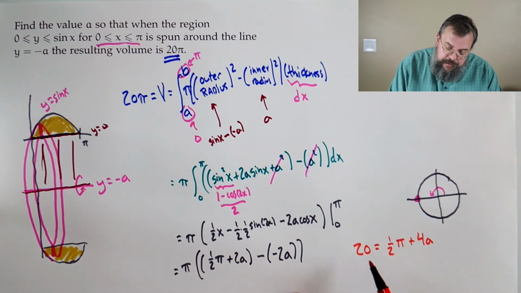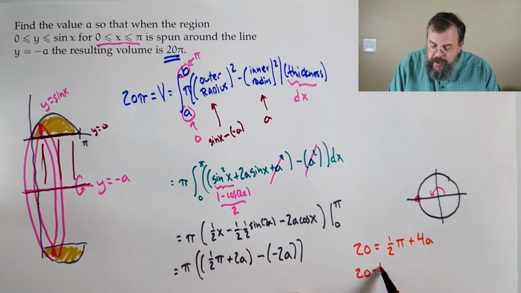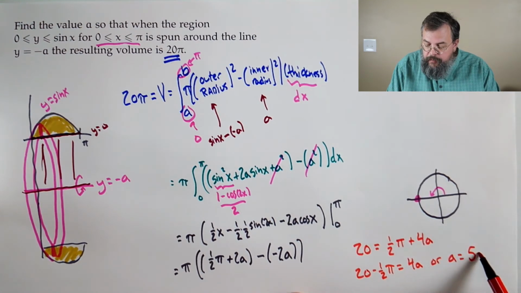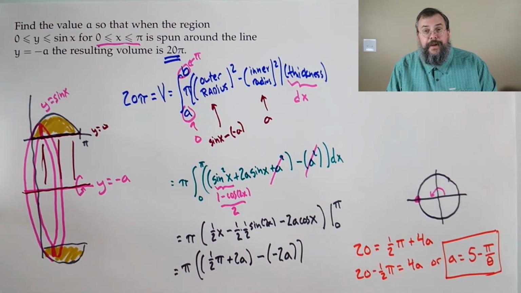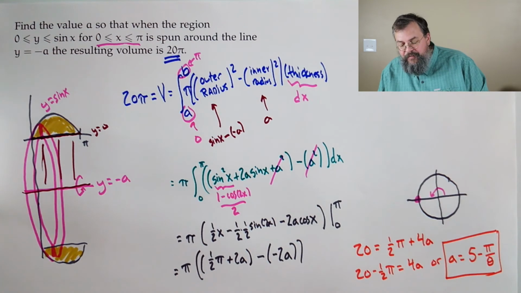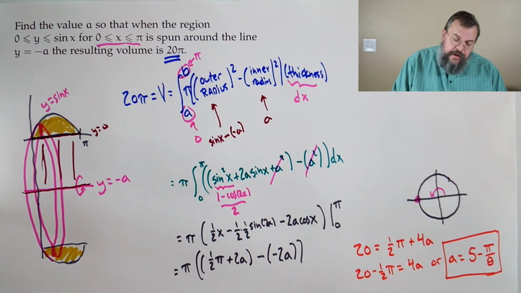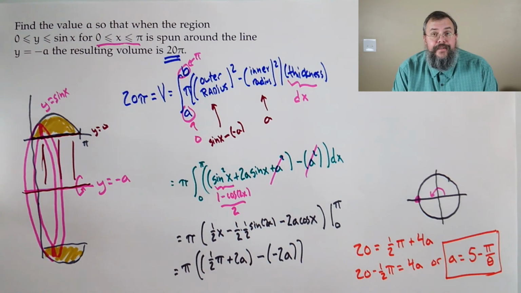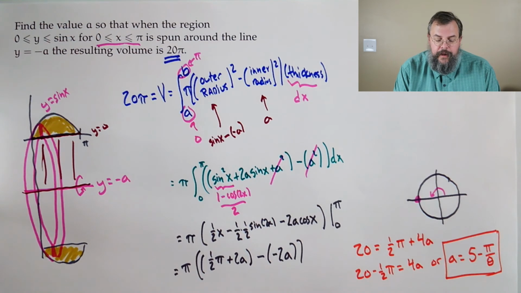Now, we can move the 1/2 pi across. 2a minus 1/2 pi has to equal 4a, or divide by 4, a is equal to 5 minus pi over 8. And there we go. That's the answer. 5 minus pi over 8. Well, I don't think we would have guessed that, but we don't have to guess. We work the problem, and the problem tells us what will happen.